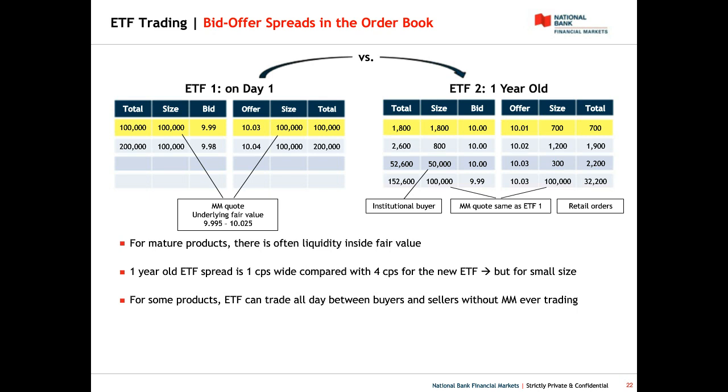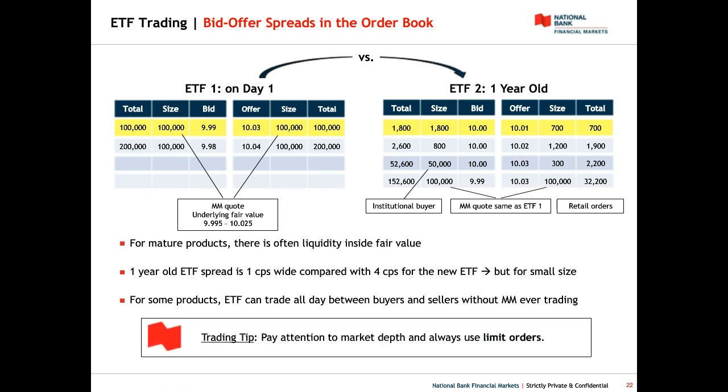For mature products, there's often liquidity inside fair value. The one-year-old ETF spread is 1 cent wide, and then 4 cents for the new ETF. For some products, ETFs can trade all day between buyers and sellers without the market makers ever trading. So this means without the underlyings or without the fund being touched. So no create redeems. If you look at ETF 2, all the trades between $10 and 10.02 don't involve a market maker. All flow inside.